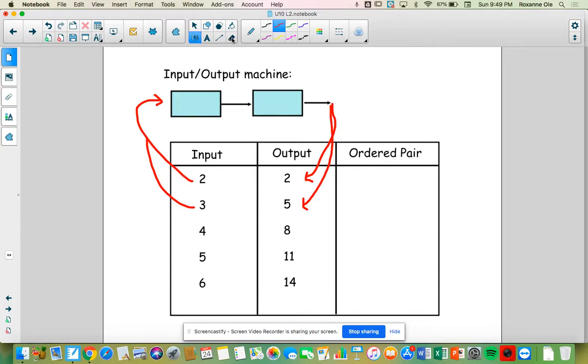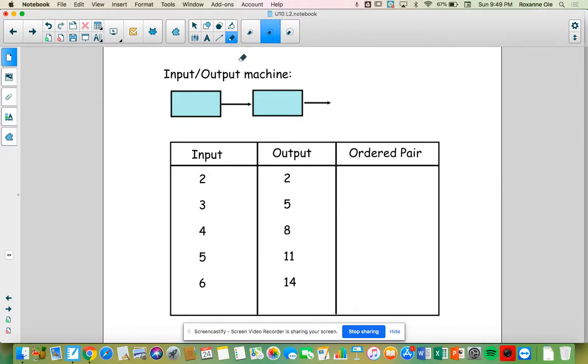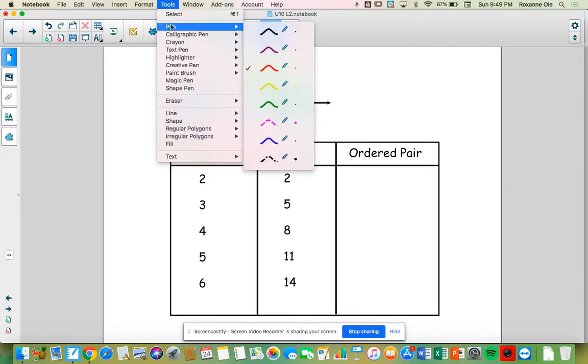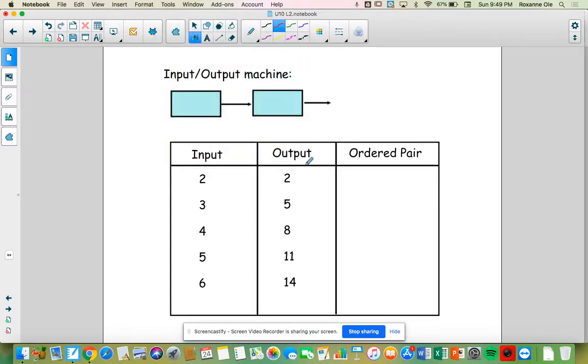Well, we talked about this earlier this year. How do we find what the input-output machine would be? Well, the clue is to look in the output and see what you notice. Do you see any type of a pattern going on here? Think about that for a second. You should have noticed that it's increasing by 3 every time.